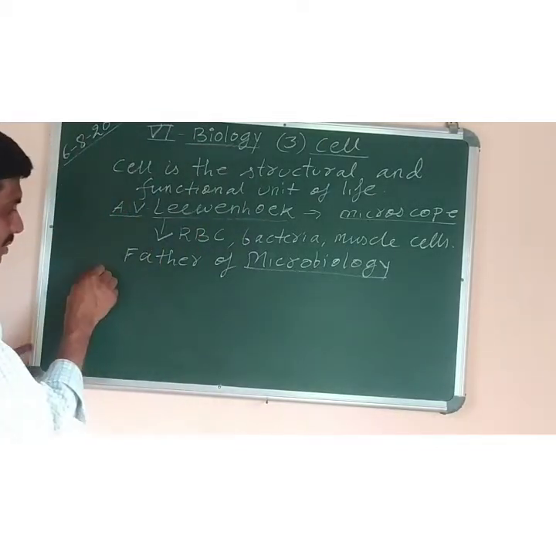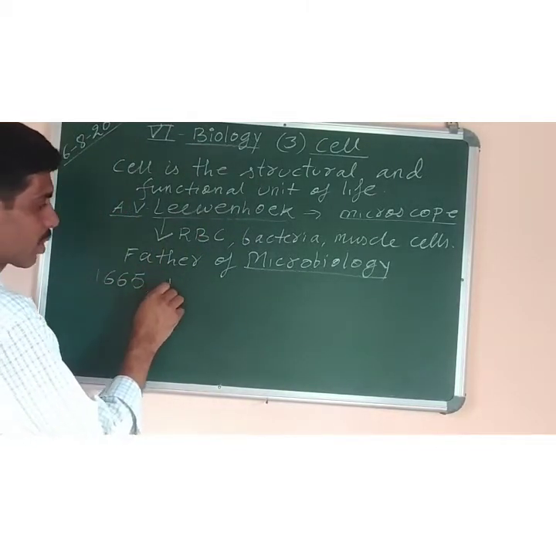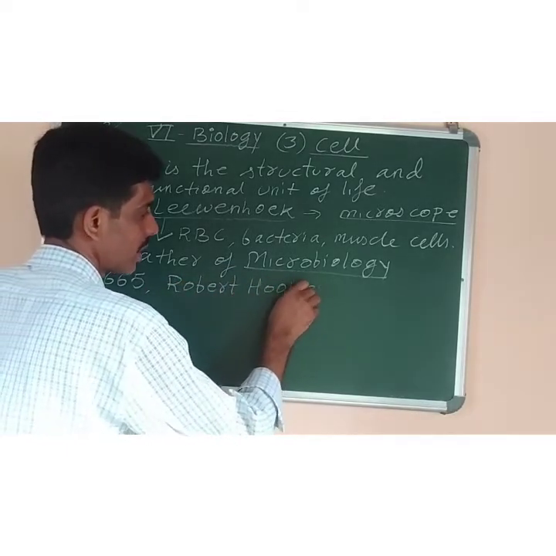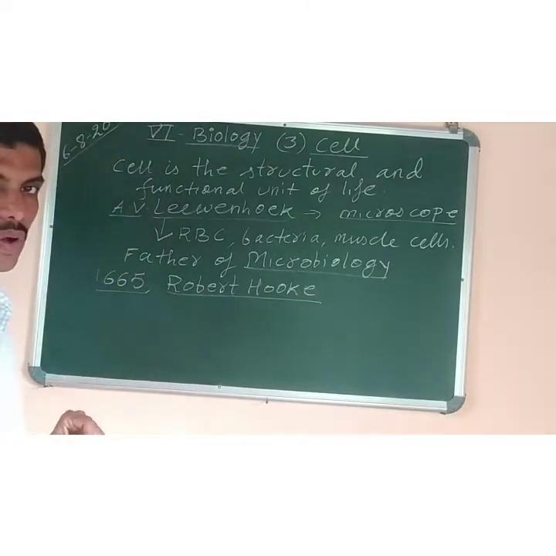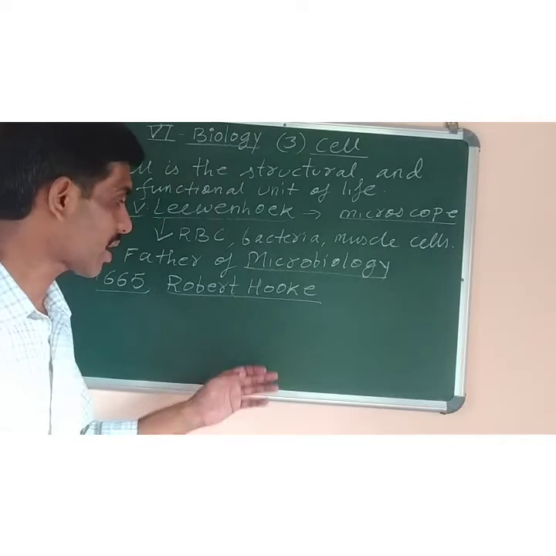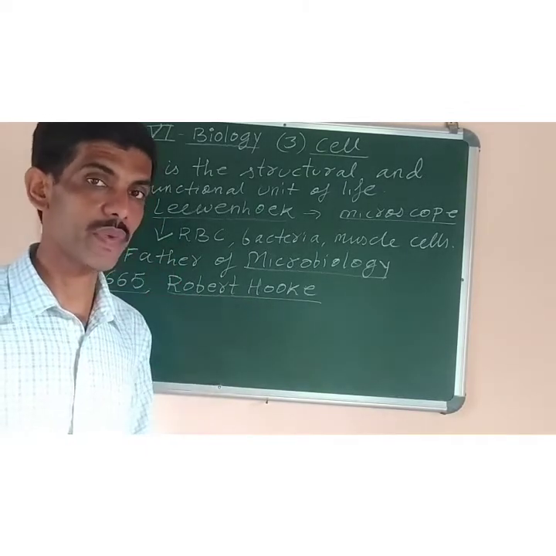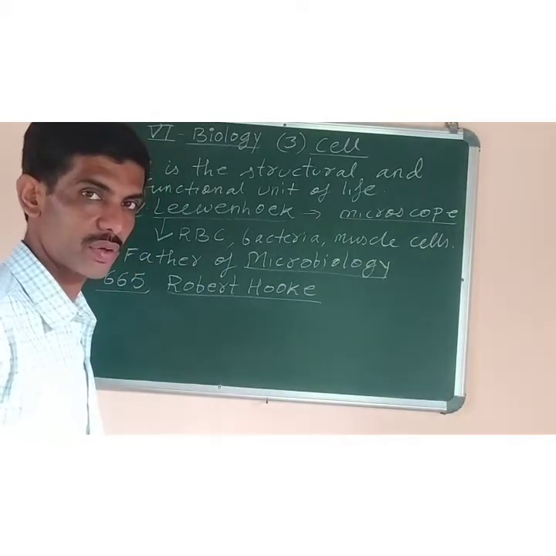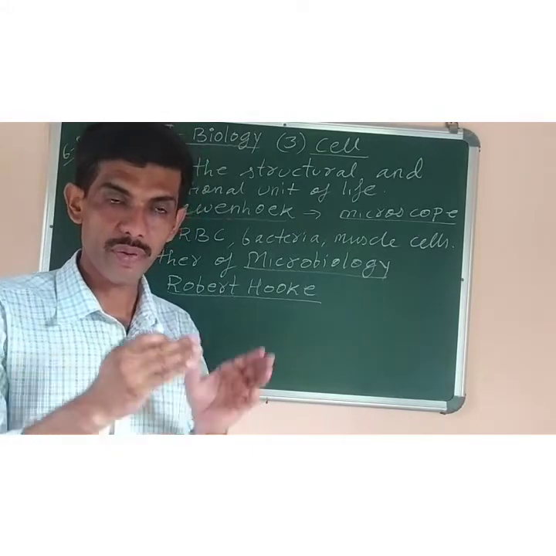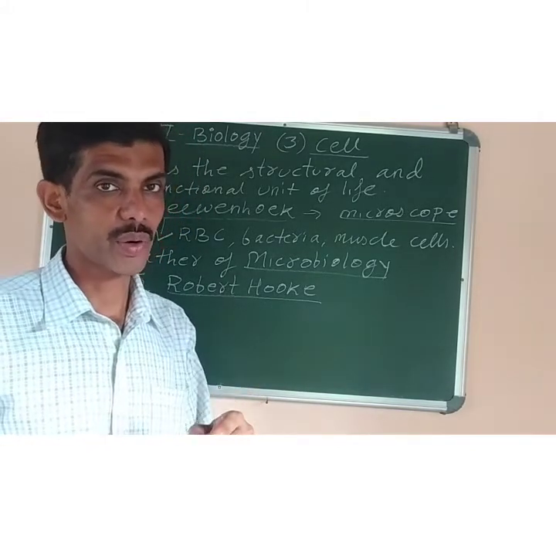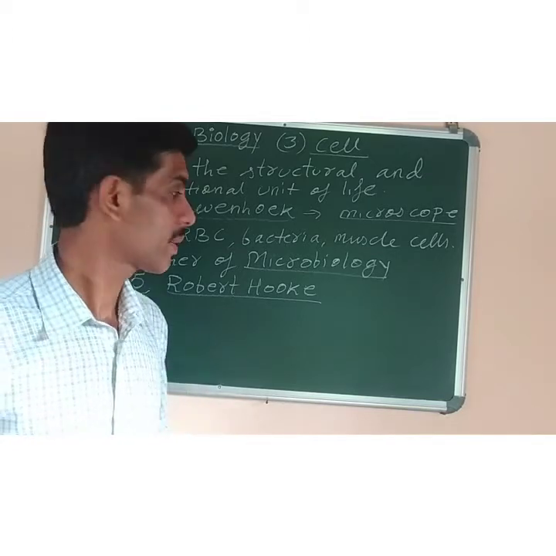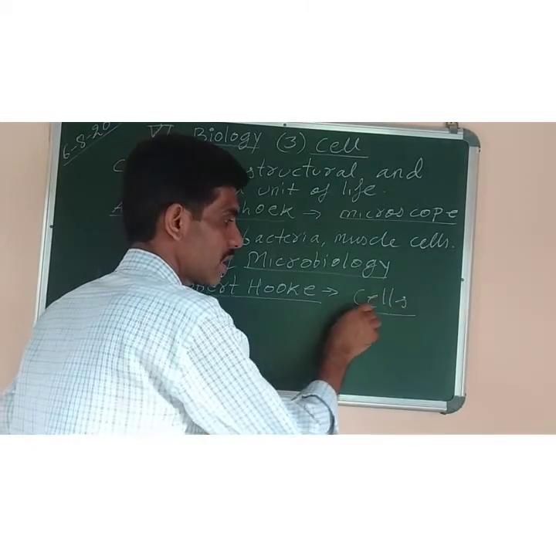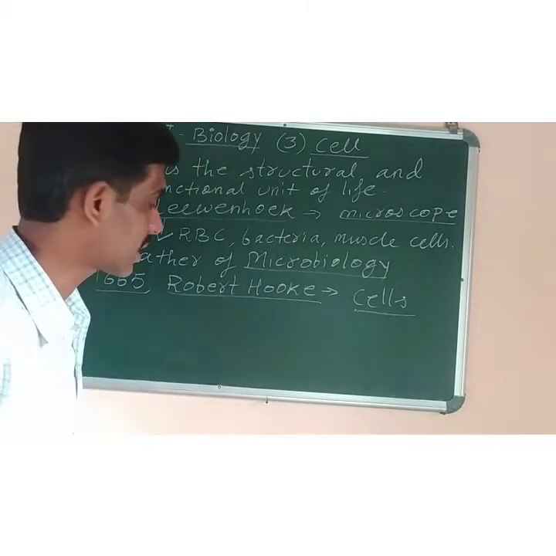Now in the year 1665, another scientist named Robert Hooke was able to see or make a primitive microscope. He had invented his own microscope, and he had seen a thin slice of cork. Cork, you know, is a plant product made from the bark of the tree, which is used as a stopper. Nowadays it is replaced by plastic cork. So Robert Hooke was the first to observe the cells. Okay, he was the first to see the cells in a thin slice of cork.